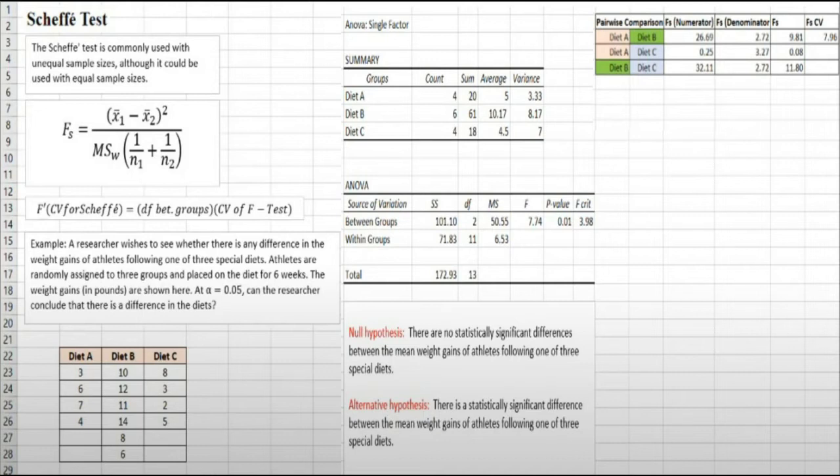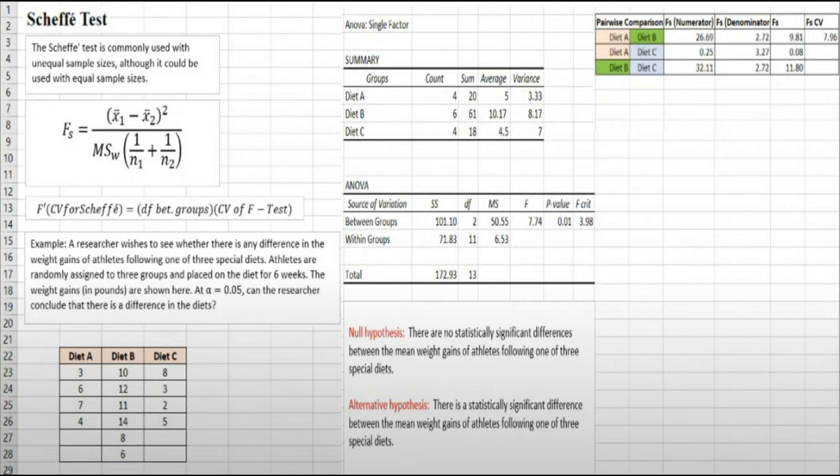Now we can see from this table that the test value is greater than the critical value, and the p-value is less than 0.05. So therefore, we need to reject the null hypothesis. Rejecting the null hypothesis tells us that there is a statistically significant difference between the mean weight gains of athletes following one of these three special diets. So since the null hypothesis was rejected, we need to do post-hoc analysis. And here we can see that the sample sizes for each group are not equal. So therefore, we can use the Scheffe test to perform the post-hoc analysis in Microsoft Excel.